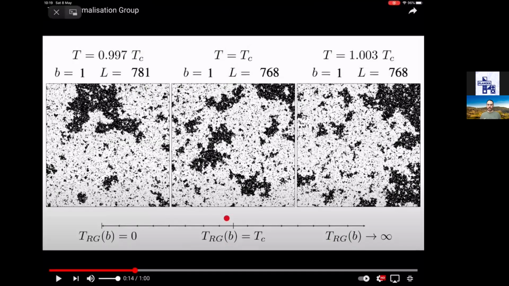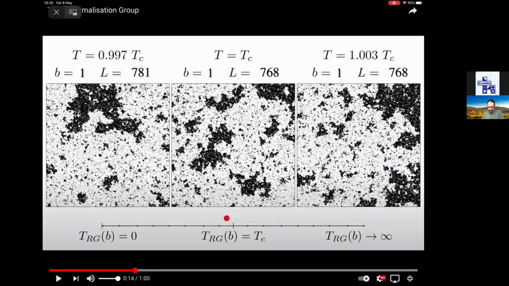We have 3 pictures, which are 3, if you want, photos of a typical configuration of the Ising model at 3 different temperatures. Okay, so in the middle is temperature exactly equal to the critical temperature, T equals Tc. On the right, you see T slightly bigger than Tc. It's like 0.3% higher than Tc. And on the left is slightly below Tc. And in the picture, you see white dots correspond to spin up and black dots to spin down. Okay? So it's just a way to show the configuration.